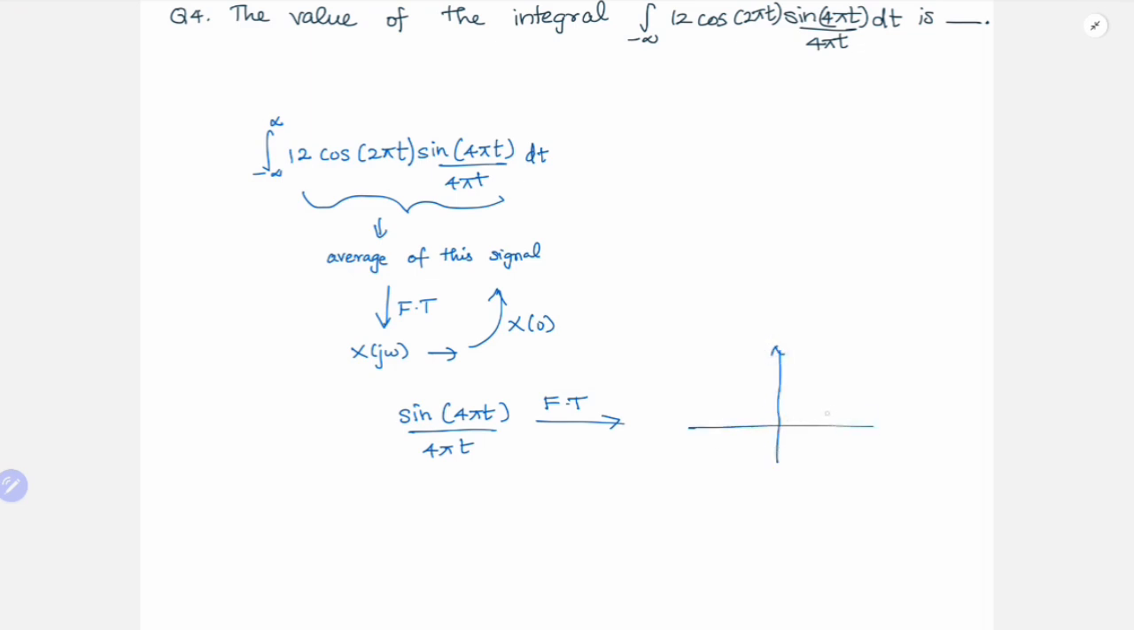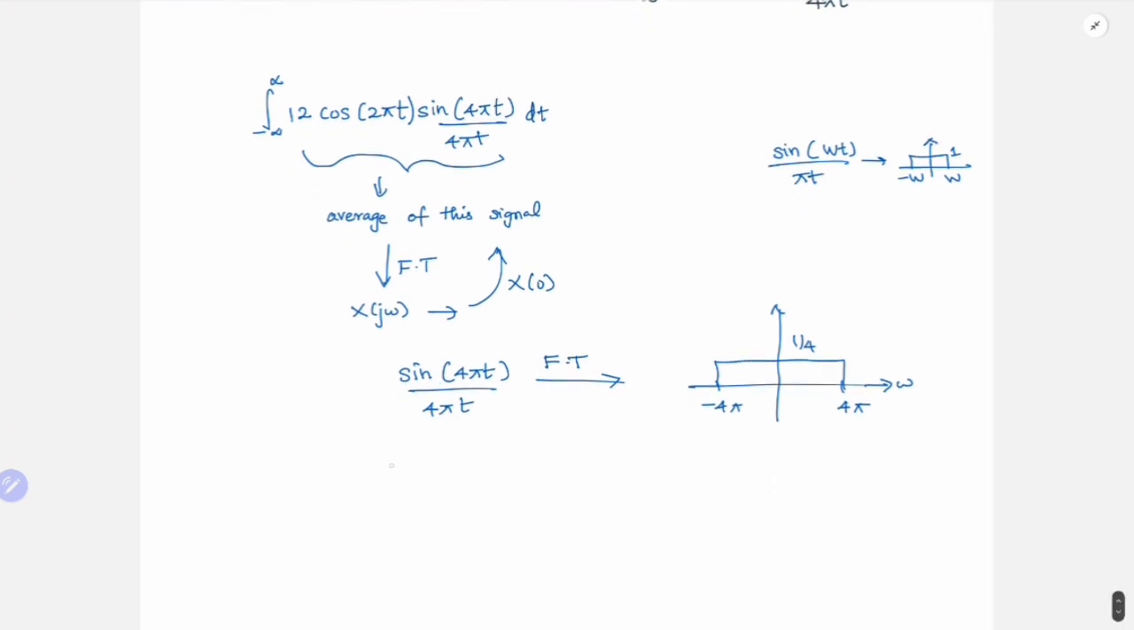So I will get 4 pi, minus 4 pi, and this is 1 by 4. So this will be the Fourier transform of this signal. Agreed? Because sine wt by pi t will give me the Fourier transform from w to minus w with value 1. Here there is a 1 by 4 factor and w is 4 pi.